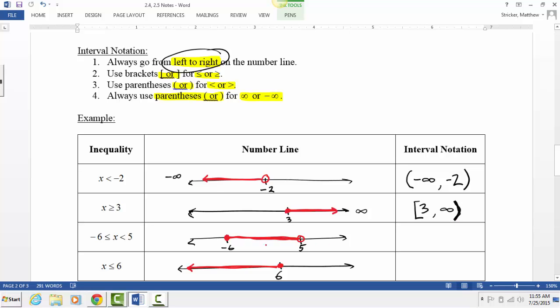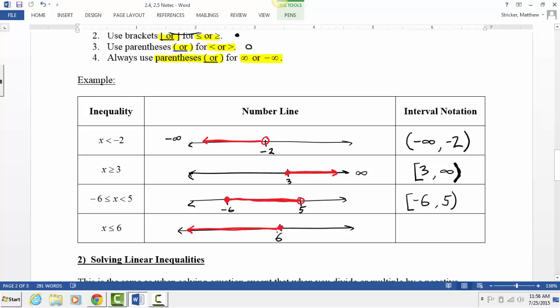Third example, there is no infinity. It's between 2 numbers. And moving left to right, it goes from -6 on the left to 5 on the right. So I'm going to go ahead and write -6, comma 5. It's a closed circle on the left, open circle on the right. So it's a bracket, parenthesis. It's an equal to and without an equal to. Bracket, parenthesis. We might even make a little note up here. Brackets are when we have closed circles, parentheses are when we have open circles.